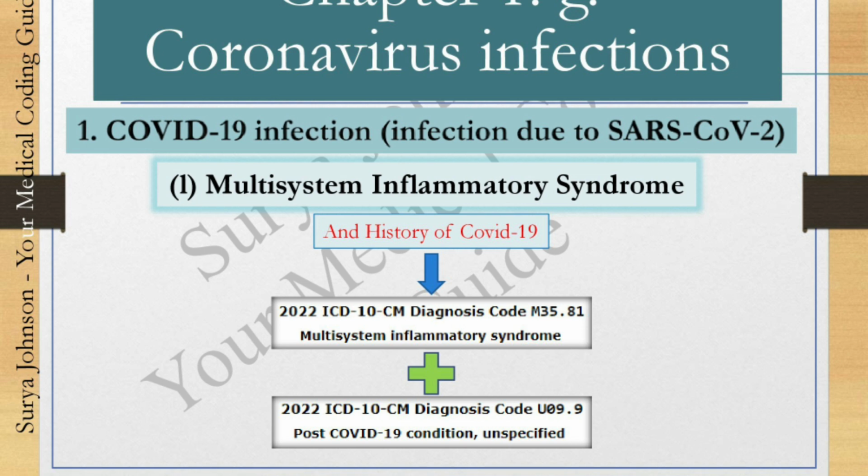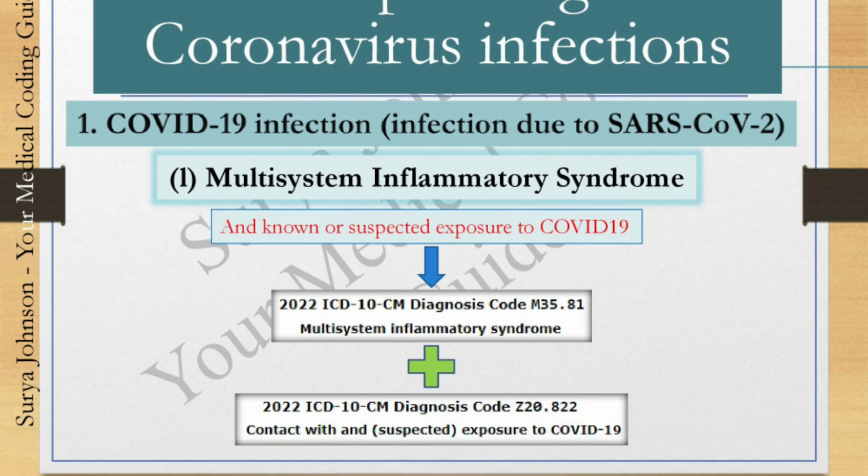Also, you should note that you should not code U09.9 when there is an active COVID-19 infection. It is because it states post-COVID-19 infection. So when there is an active COVID-19 infection, we will code it as confirmed COVID-19 infection followed by the MIS.